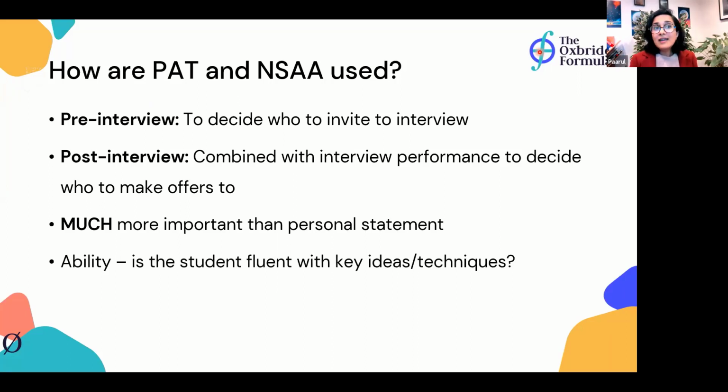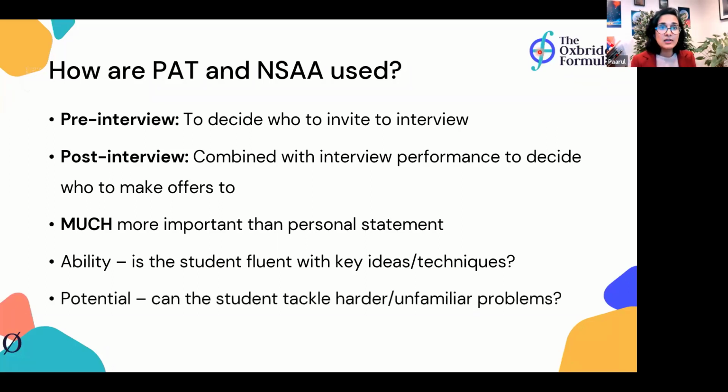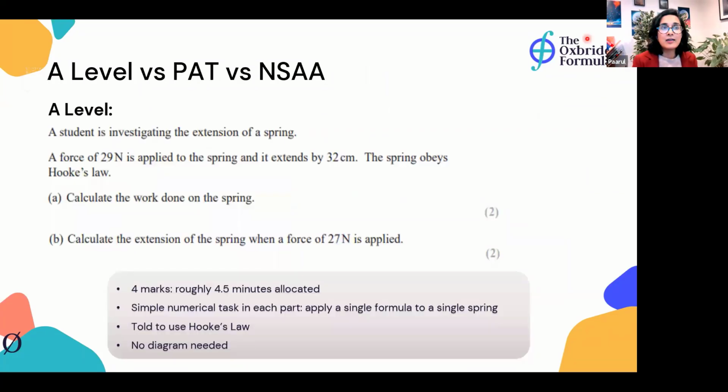And why are these tests more important? Well, they're testing your ability. So are you fluent with the key ideas and techniques needed for the question? And also your potential. So can you tackle harder and more unfamiliar problems? So notice the difference there. The ability is how good are you with things that you should know? And potential is how good are you at things which are slightly outside your comfort zone, i.e. that problem solving. Okay, Chris, I'll hand it over to you.